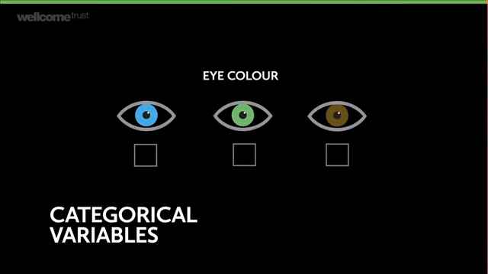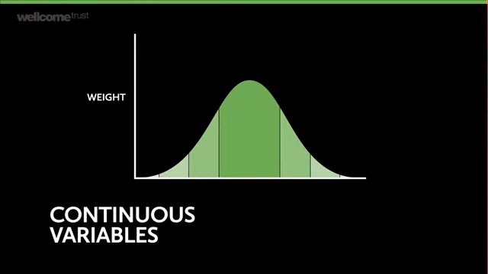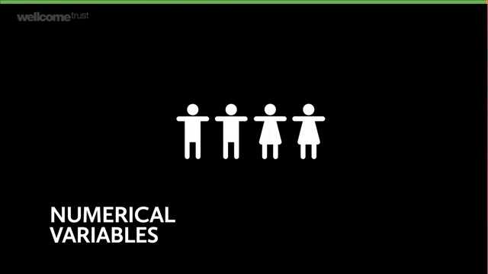Both sex and fingerprint type are categorical variables. You place things in categories like your eye colour or where you were born. Things like your height and weight are continuous variables, things that you measure. Numerical variables, such as the number of siblings you have, are somewhere in between. Sometimes they can work like categorical variables, or sometimes they can work like continuous variables. You can have 2 siblings, but not 2.5.